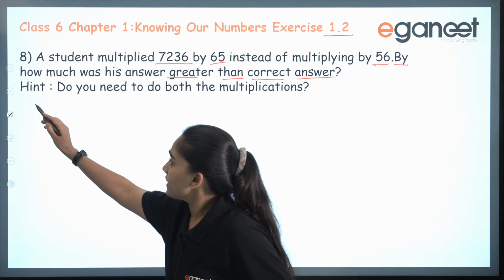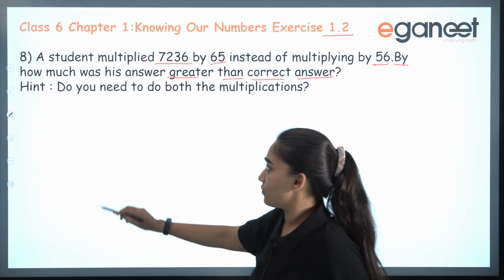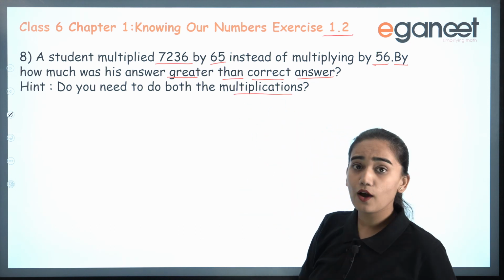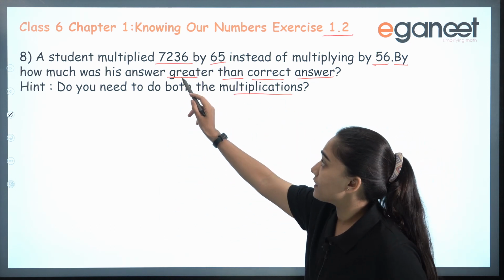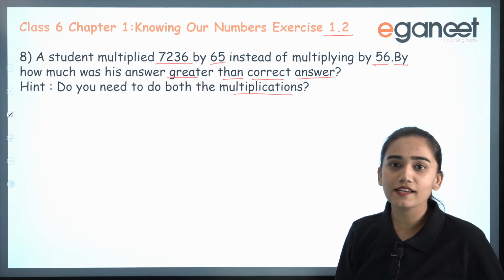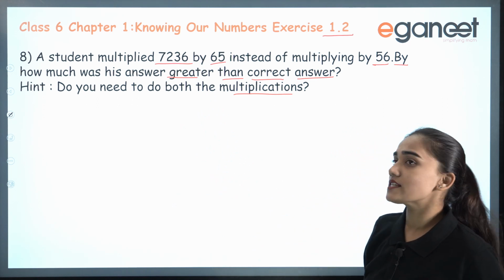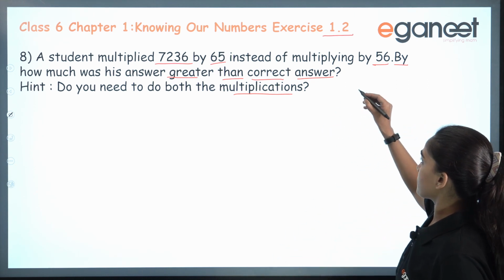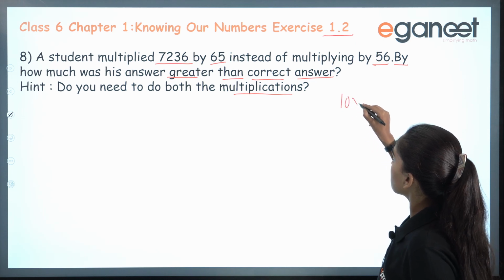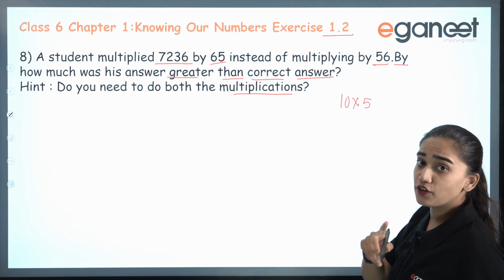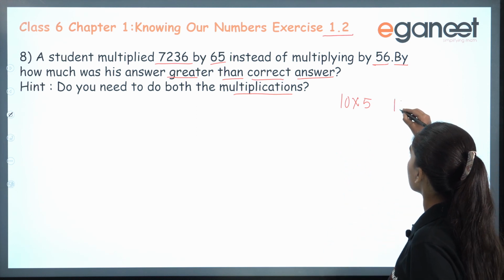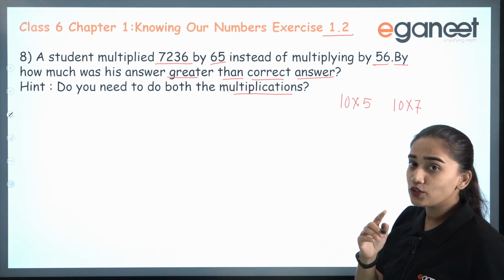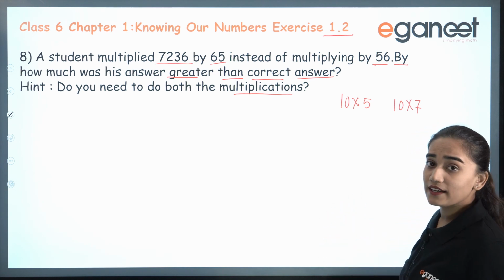So the hint is already given in the question itself. Let us read that. Do you need to do both the multiplications? क्या हमें दो बार 7236 को मल्टीप्लाई करने की ज़रूरत है? Let us take one example to understand this situation. Suppose I have to multiply 10 by 5, but instead of multiplying 10 by 5, I have multiplied 10 by 7. क्या किया मैंने? 10 को 2 टाइम्स ज़्यादा मल्टीप्लाई कर दिया.